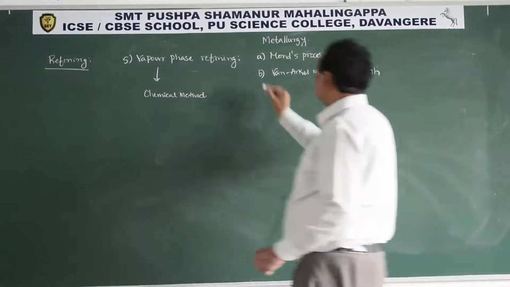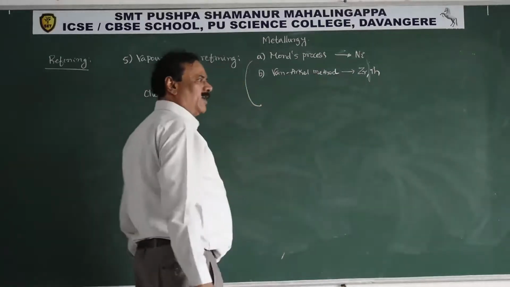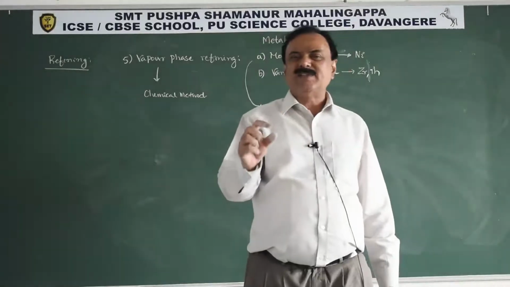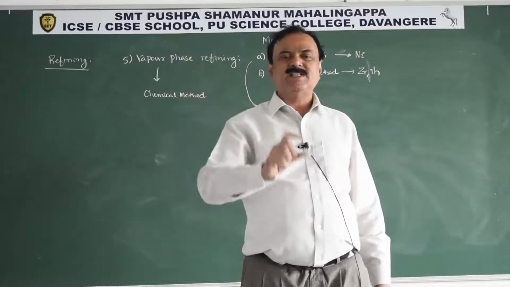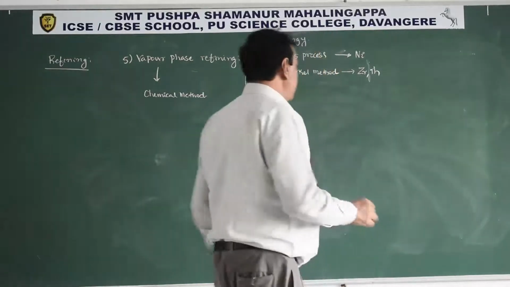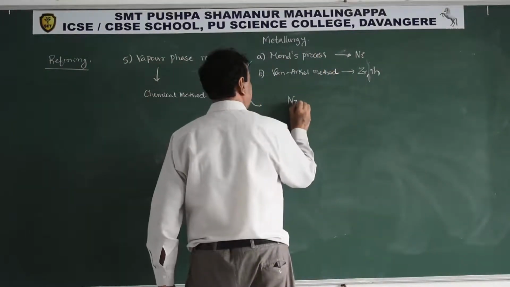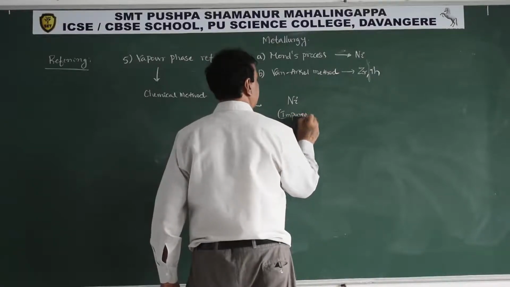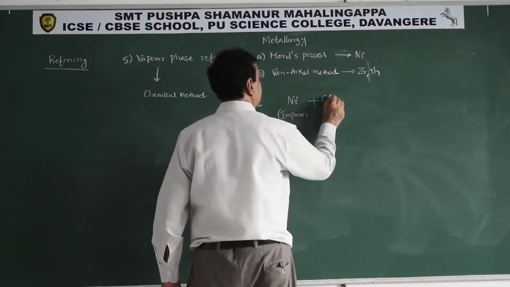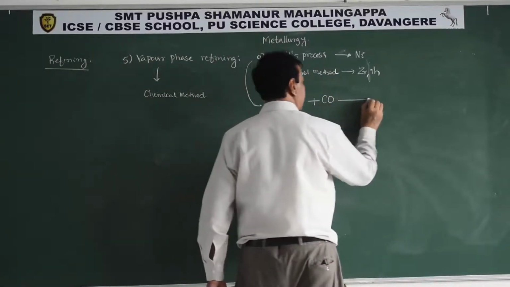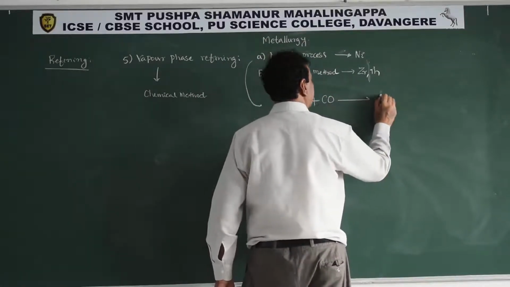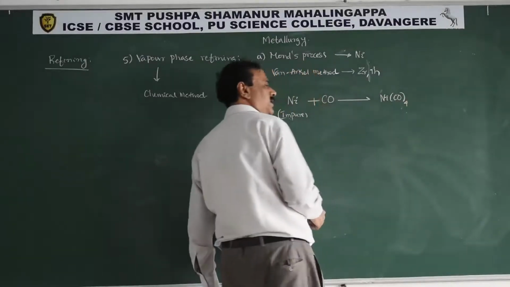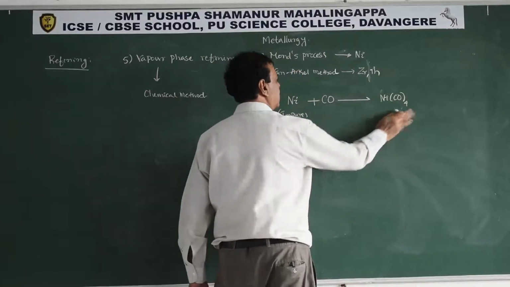What is Mond's process? Mond's process is one of the vapor phase refining procedures for the purification of metals. It is a chemical method. When the impure nickel is heated with carbon monoxide at high temperature, it gives rise to nickel tetracarbonyl. This is a complex compound, nickel tetracarbonyl. It is a complex compound.